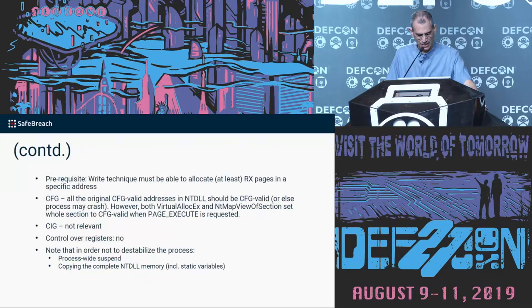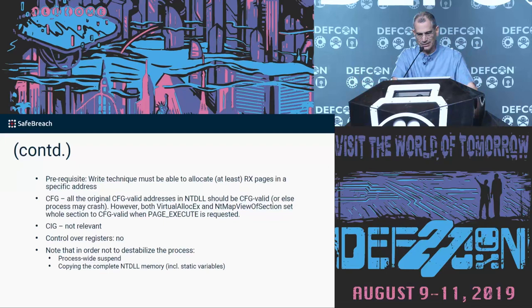And of course, with respect to CFG, it's a bit tricky because all the entry addresses in NTDLL must also be CFG valid now after this switch. However, fortunately, when using NtMapViewOfSection and VirtualAllocEx, it is guaranteed that Windows sets the whole region to be CFG valid. So this is taken care of.